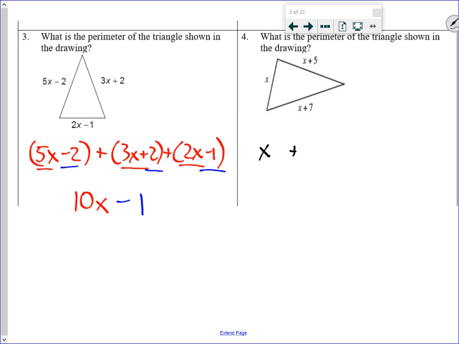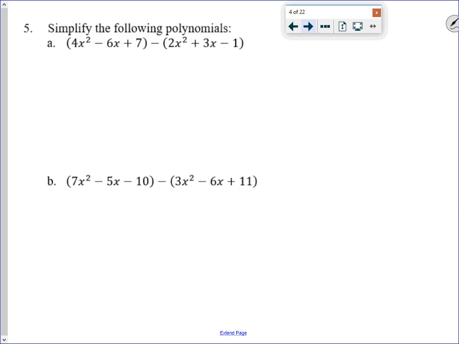This is x plus 7, or sorry, x plus 5 plus x plus 7, and that'll give me 3x plus 12, combining like terms. Once again, I go through these videos kind of quick. You have the opportunity to back up and rewatch, but I do this just to keep the videos from being forever long.